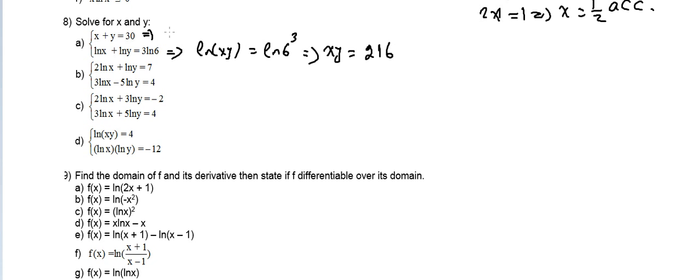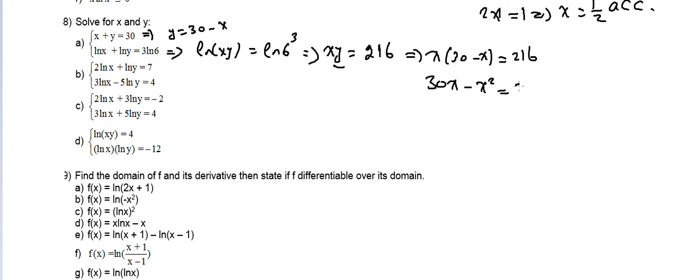This means we can use either x in terms of y or y in terms of x. Let me take y in terms of x. Y is equal to 30 minus x. If I substitute it here, I get x into 30 minus x equal to 216. This means 30x minus x squared equal to 216. Taking all to the other side, it will give me x squared minus 30x plus 216 is equal to 0.